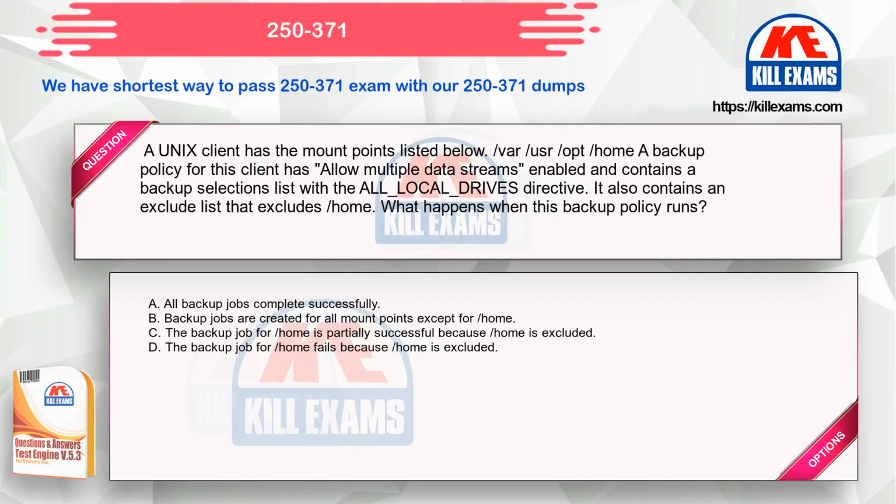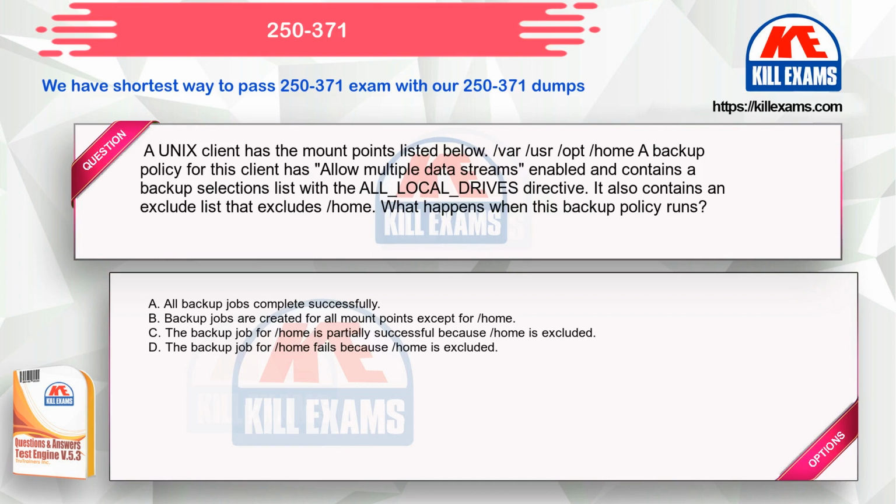A Unix client has the mount points listed below: /var, /usr, /opt, /home. A backup policy for this client has allow multiple data streams enabled and contains a backup selections list with the all_local_drives directive. It also contains an exclude list that excludes /home. What happens when this backup policy runs?